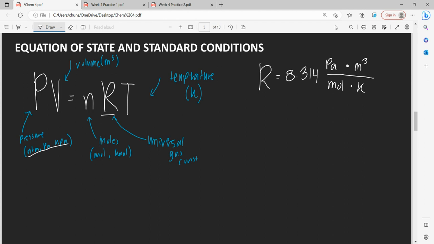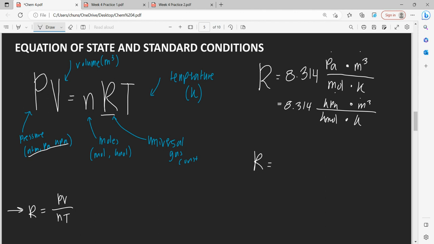Right, and this makes sense because if we rearranged to isolate for R and just did unit analysis, this would be PV over NT, right? And that's exactly what we've got. We've got pressure, volume over moles and temperature. 8.314 can also be modified to describe kilopascals over kilomoles, keeping our meter cubed and our Kelvin.